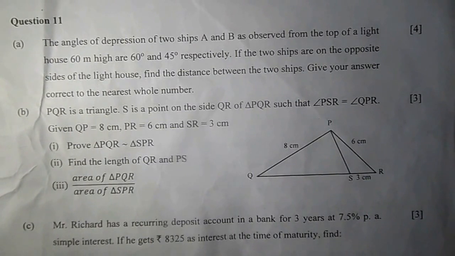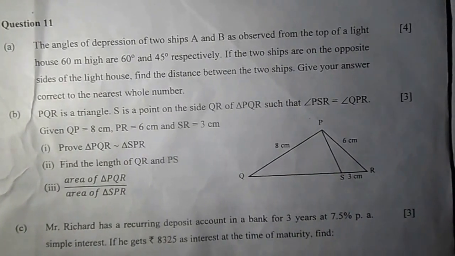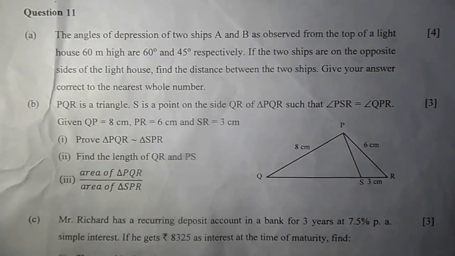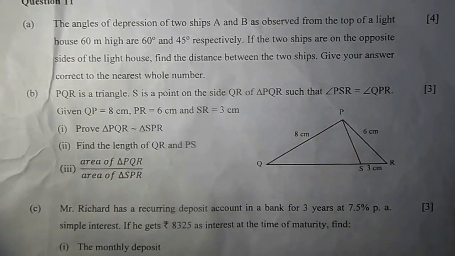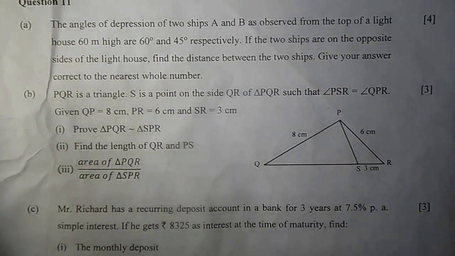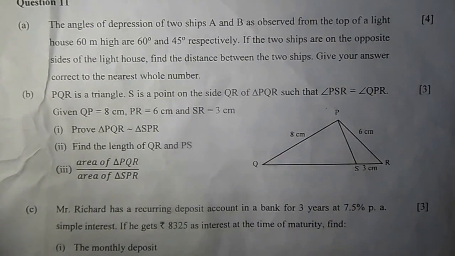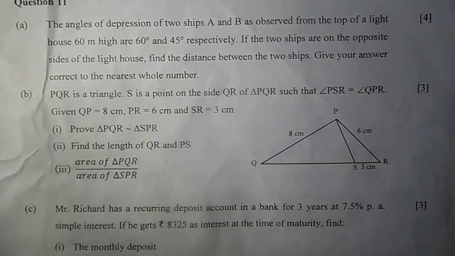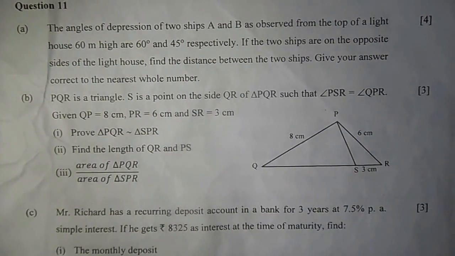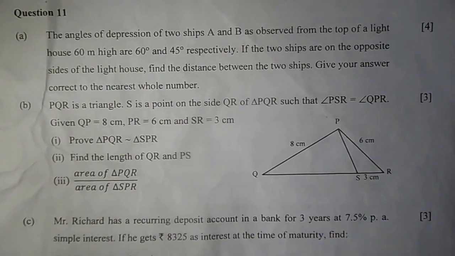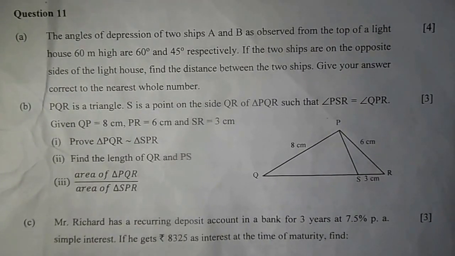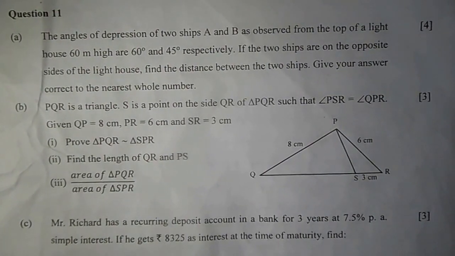Question number 11, the final question of this question paper. Question number A, a question from heights and distances. So do this chapter very nicely because this will continue till JEE Mains if you choose science as your subject in class 11 and 12. So it goes, the angle of depression of two ships A and B as observed from the top of a lighthouse 60-meter high are 60° and 45° respectively. If the two ships are on the opposite sides of the lighthouse, find the distance between the two ships and give your answer correct to the nearest whole number. So easy sum, let's start.